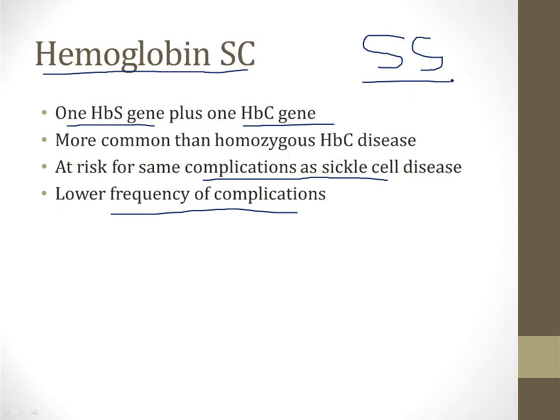Patients who are said to have SS disease have a more severe disease course and a higher frequency of complications. Patients who are said to have hemoglobin SC disease have a less severe disease syndrome and less frequency of complications. And that concludes our module on sickle cell anemia.